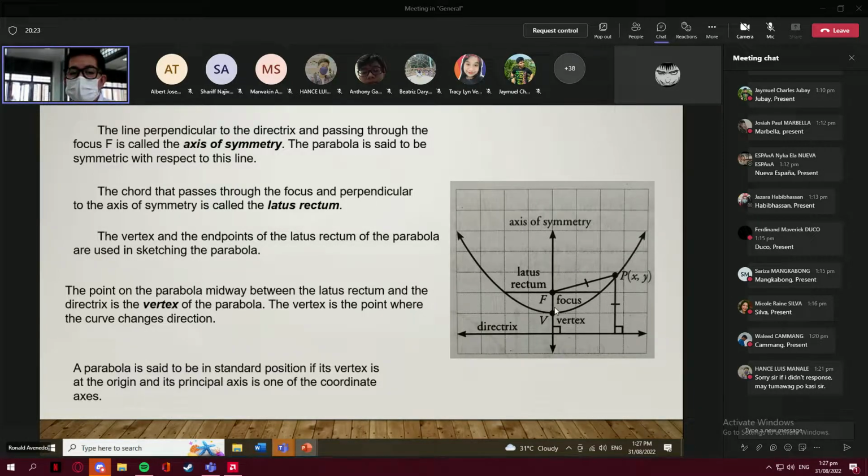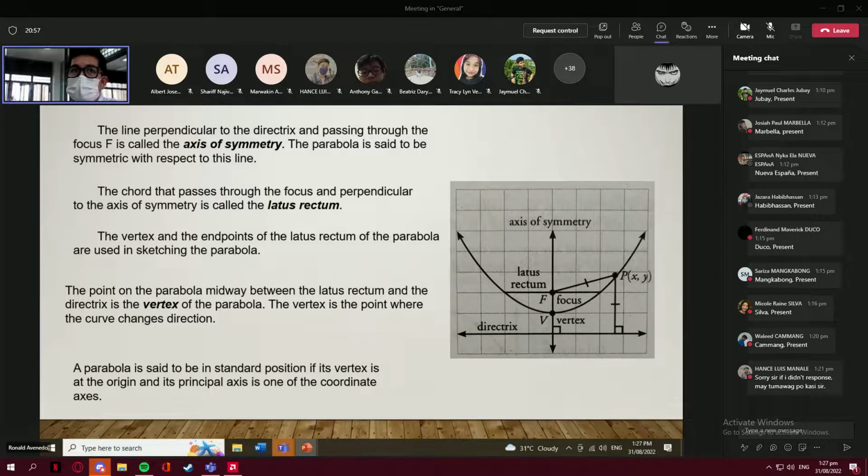A parabola is said to be in standard position if its vertex is at the origin and its principal axis is one of the coordinate axes. Standard position if its vertex is at the origin. So meaning to say, the vertex of our parabola must lie at the origin for it to be considered a parabola in standard position. Parabola may open upward, downward, right, or left.